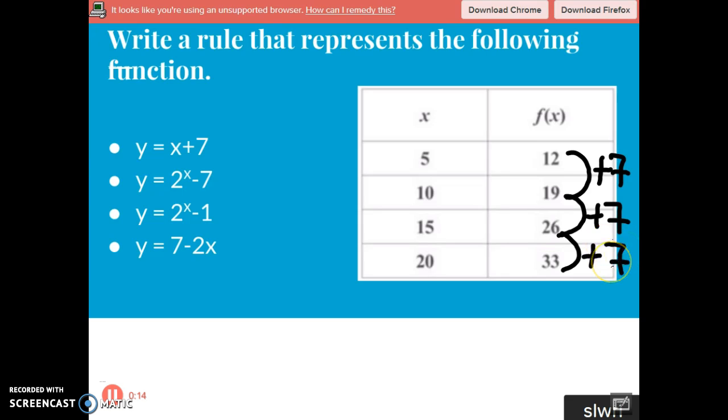Is a plus of 7. From 5 to 10 is a plus of 5. 10 to 15 is a plus of 5. And 15 to 20 is a plus of 5. This was a tricky one.